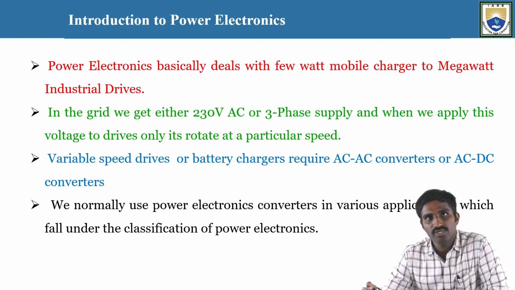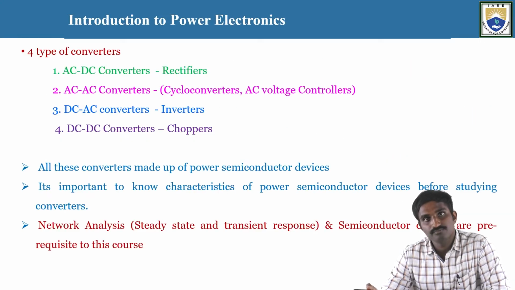In all these applications we use power electronics, and it is also used in variable speed drives or battery charging equipment, where we need AC to AC, DC to DC, or DC to AC conversions. Mainly there are 4 different types of converters in power electronics: AC to DC converter, AC to AC converter, DC to AC converter, and DC to DC converter.